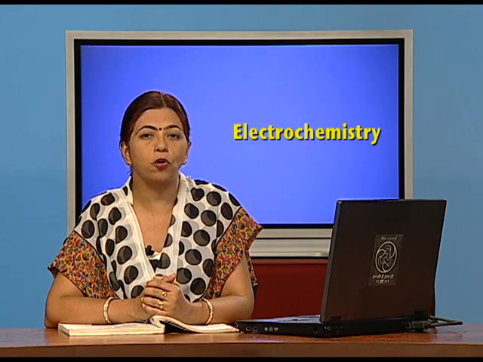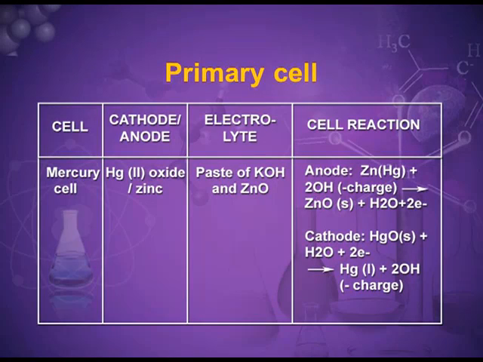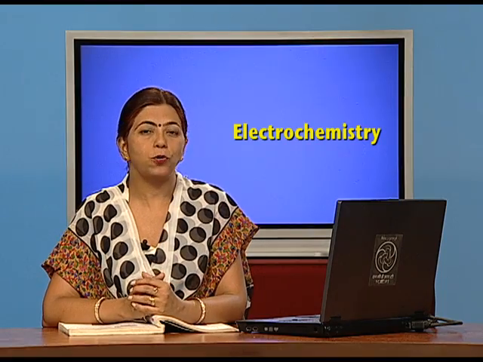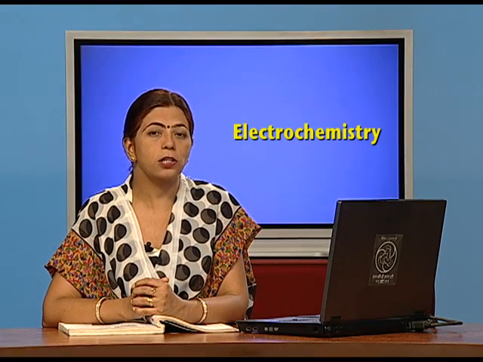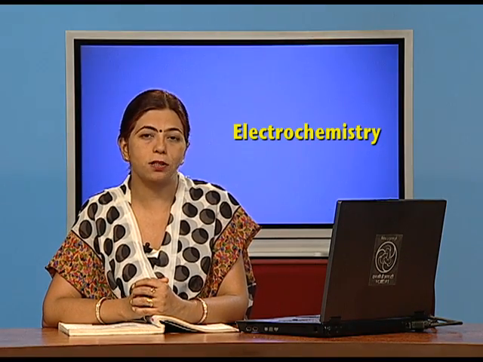Just see the overall reaction. Zn, within the brackets Hg, this is known as zinc amalgam, plus HgO solid, and it gives zinc oxide plus Hg. With Hg in the brackets it's written l, small l, that denotes that it is liquid. I hope you all know that mercury is the only liquid metal.